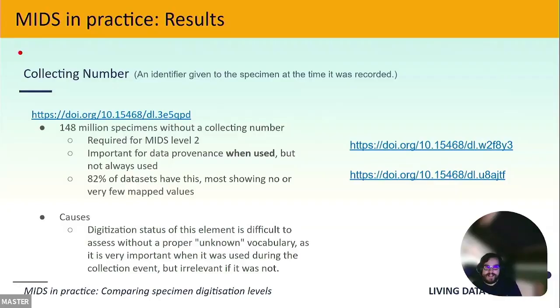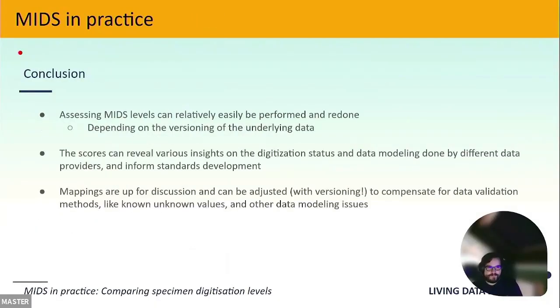Because as you can see, again, this is more than half the specimens covered that suffer from this problem right now. So that was going through it in short. I really don't have too much time to go into all the details. But what I wanted to say with this work in this presentation is that assessing risk levels like this can relatively easily be done and redone. There's some issues with the version of the underlying data, but that is a bit of an external problem.